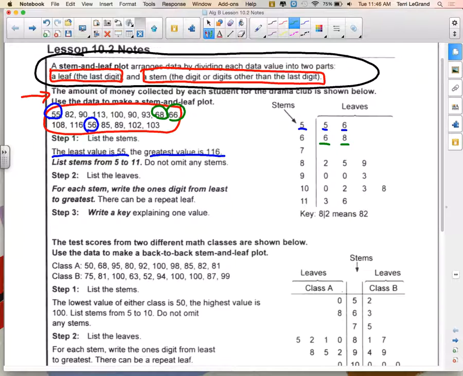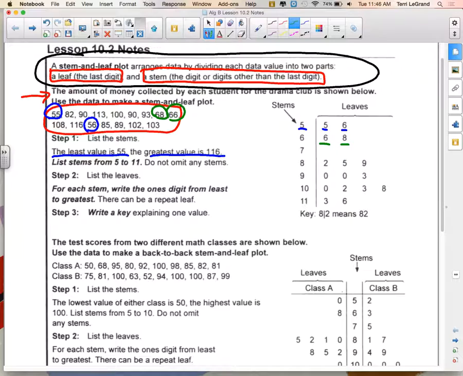Okay, and then why are there no leaves for 7? There's no 7. There's nobody that collected money in the $70 range. No one collected $70 or $72 or $75. Nobody collected in that range. So we still put the stem there. Notice the stem 7 is there, but we don't have any leaves for it, showing there were no data values in that particular stem to go with that 7.